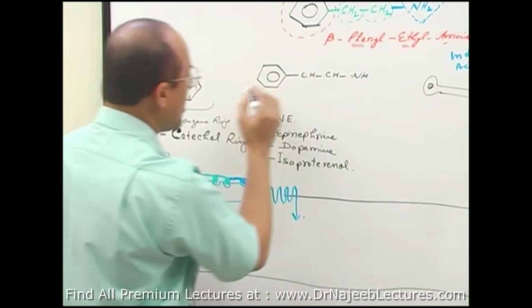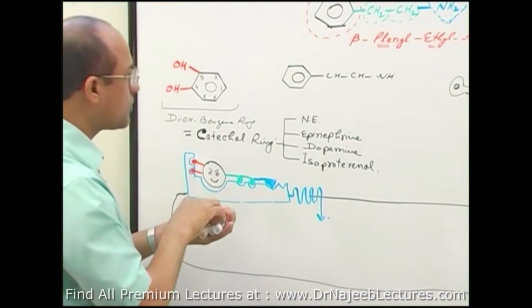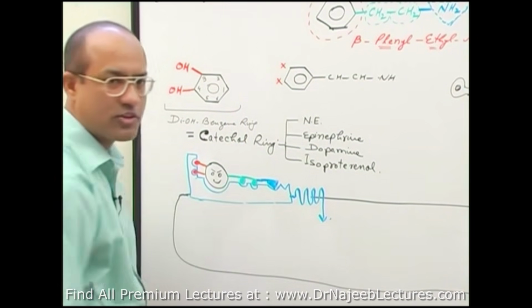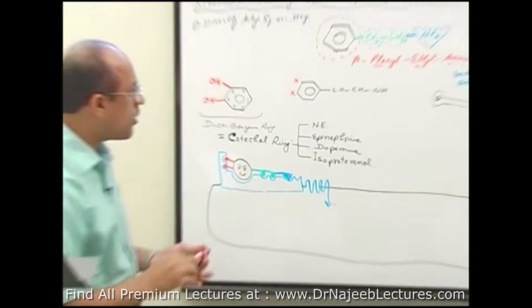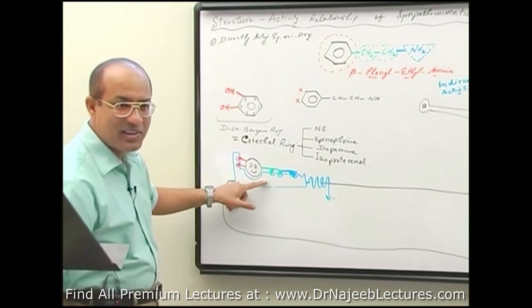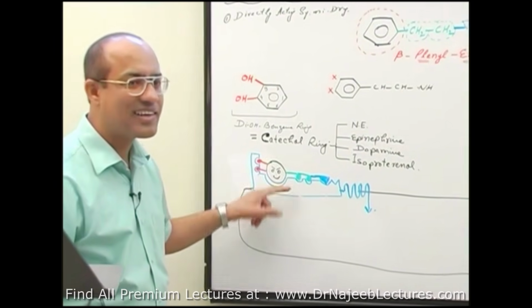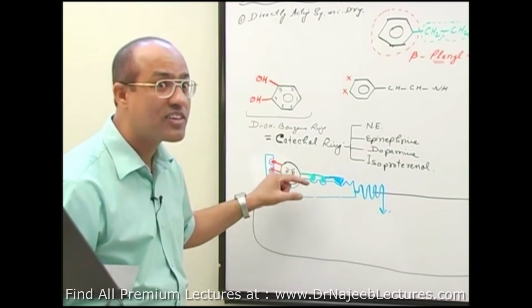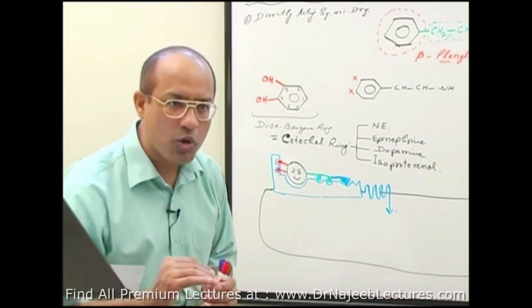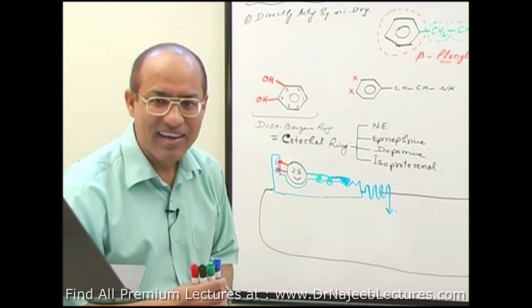Let us suppose from here we remove these hydroxylations. This hydroxylation is removed and this hydroxylation is removed. Do you think now this compound will bind strongly to the receptor or weakly? When it binds with the receptor weakly, then it will become a high potency drug or a low potency drug, right?